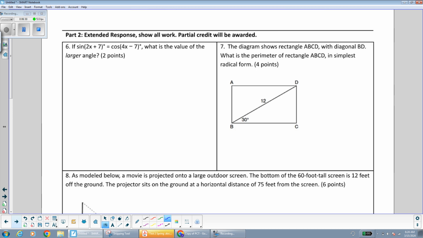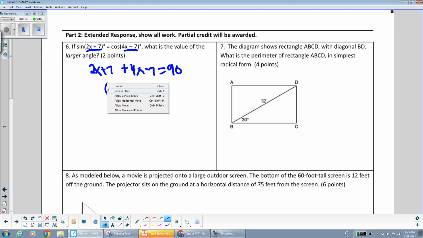Moving on to the next one. Sine and cosine are cofunctions, and that means that they're equal when their angles add to 90 degrees, when their angles are complementary. So in order to find where they're equal, I have to find where their angles are going to be complementary. So where 2x plus 7 plus 4x minus 7 is equal to 90. If I combine like terms, that is 6x equals 90. Positive 7 and negative 7, they combine to 0. 90 divided by 6 is 15.